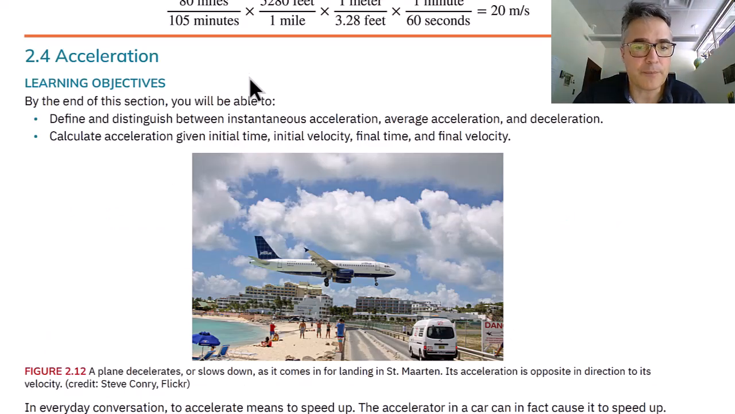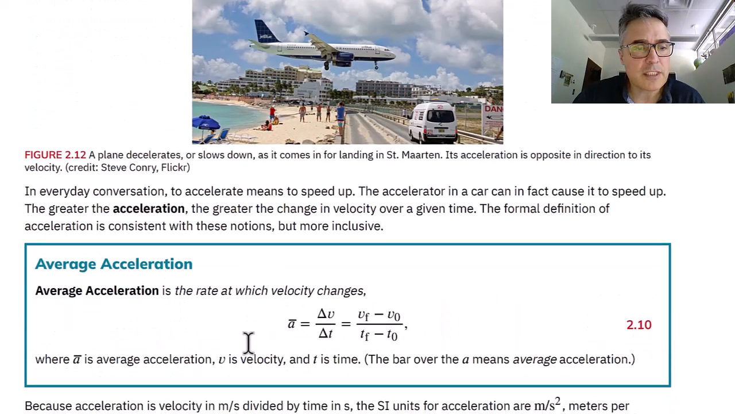Section 2.4 is on acceleration, and it shows a plane here which is slowing down. Its acceleration is opposite in direction to its velocity. So there's a definition of average acceleration. It's the change in velocity divided by the change in time, or Vf minus V0 divided by Tf minus T0. This looks very similar to the definition of velocity, which was the change in position per time, and that was meters per second. So this is actually meters per second on the top, per second on the bottom, so you get meters per second squared.